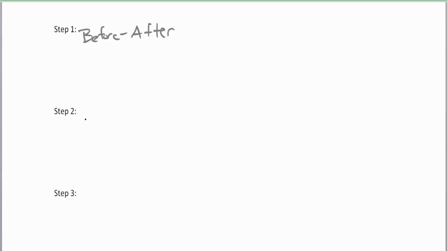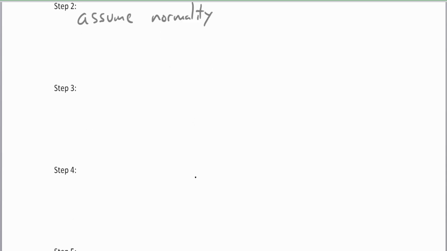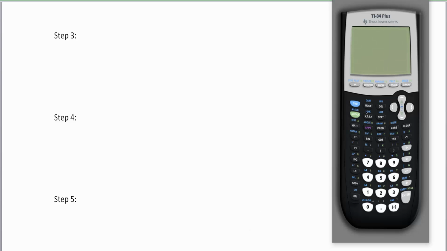So step 2, again, we're going to assume normality, which is great because we don't then have to do an outlier check. So there's the assumption of normality, and now step 3. Let me move down just a little bit more, so we can do steps 3, 4, and 5 all on the same screen. Okay, so now we turn on our calculator, we click on Stat, and we move over to Tests. Now, we are going to use the t-test right there. Before we do the t-test, we actually have to get the data into the calculator, so I'm going to click on the Stat button and click on Enter.